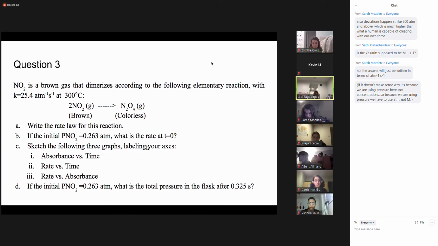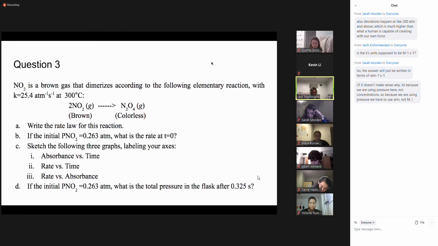Yeah, Fatima. Isn't it just rate equals k of NO2 squared? Say that again. Rate equals k NO2 squared. What of NO2? What property? Oh, the concentration of NO2. Or not the concentration, the pressure. Yeah, there you go, the pressure.